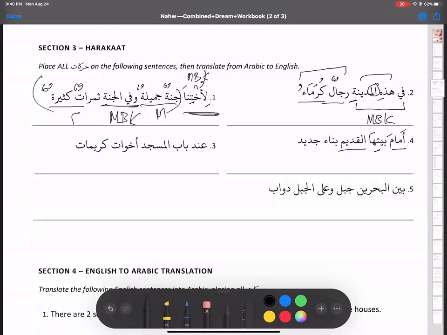Why? Because it is mudaf ilayhi. No, Baitiha is mudaf ilayhi. No, Baiti, sifa mawsufa, Baiti qadim. So Al-Kadimi is the sifa, and Baiti is the mawsuf. Okay, so in front of her old house. Bina'un jadidun, new building.